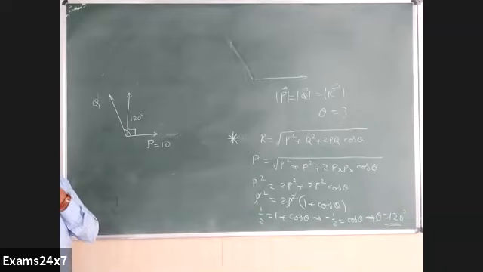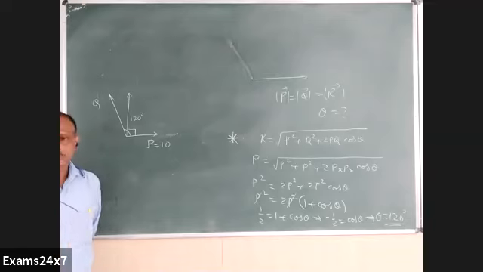Two vectors P and Q have an angle of 120 degrees between them, and the resultant is perpendicular to P. P is equal to 10. Find Q and the resultant.